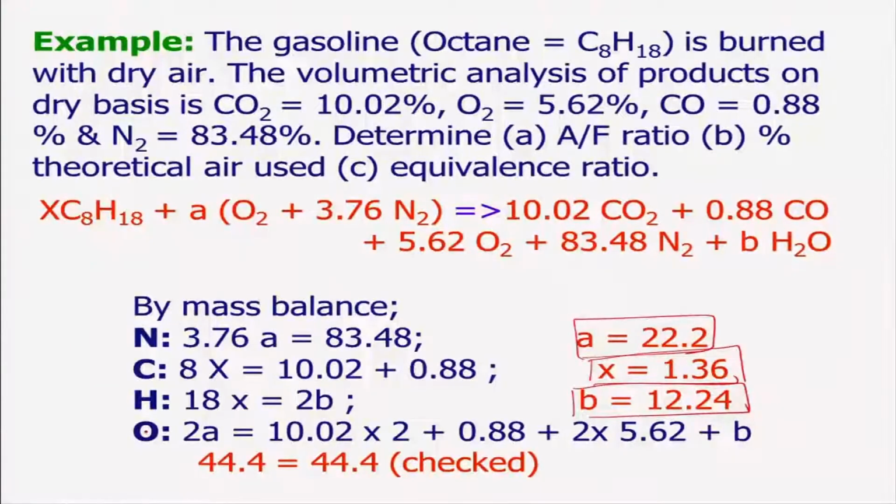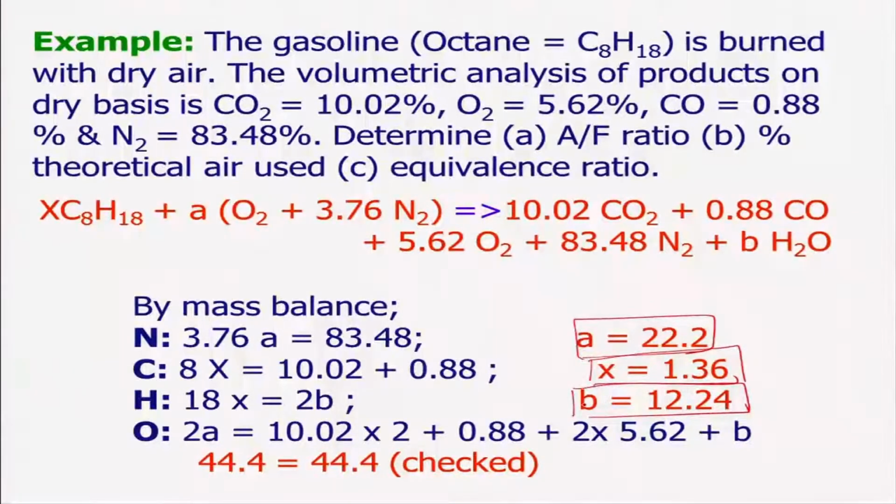And then we can look at O, that is oxygen. On the left hand side is 2A is equal to, for the carbon dioxide 10.02 into 2 and 0.88 for carbon monoxide, and then for oxygen 2 into 5.6, and from water that is B. So, if you look at B, you know X, you know really A.